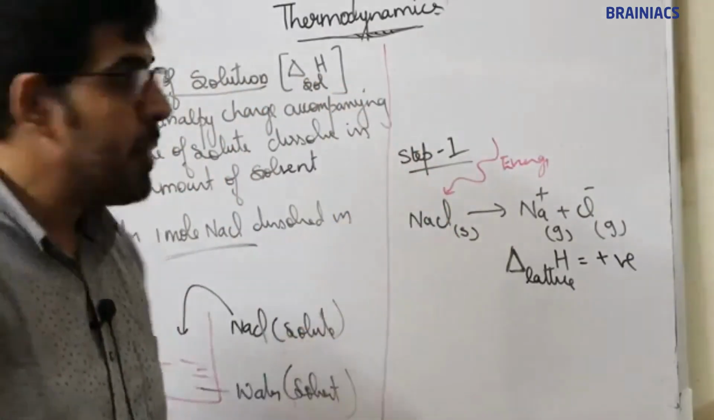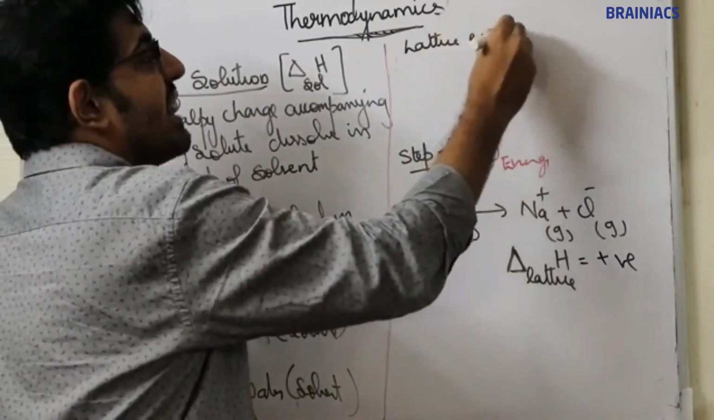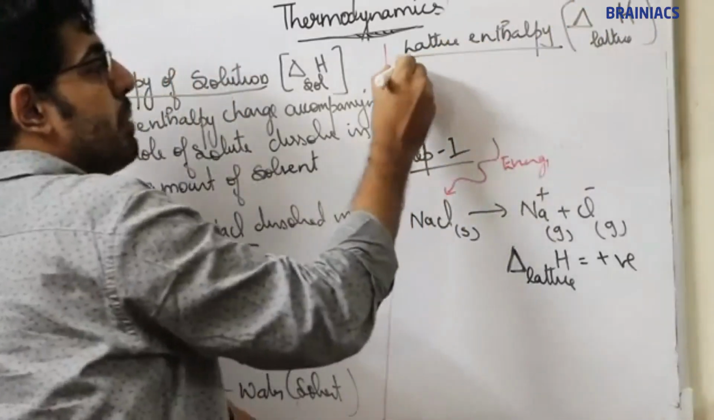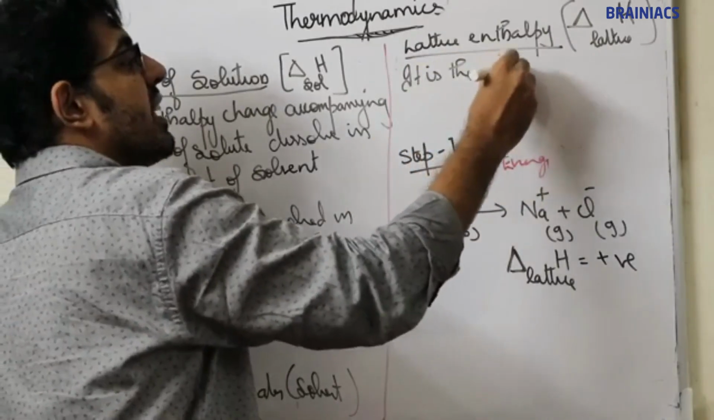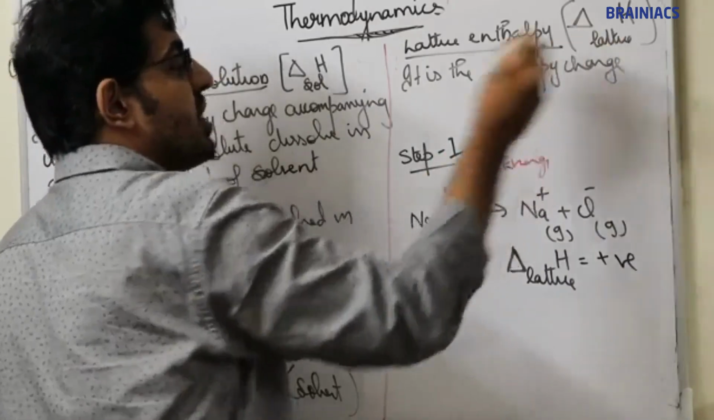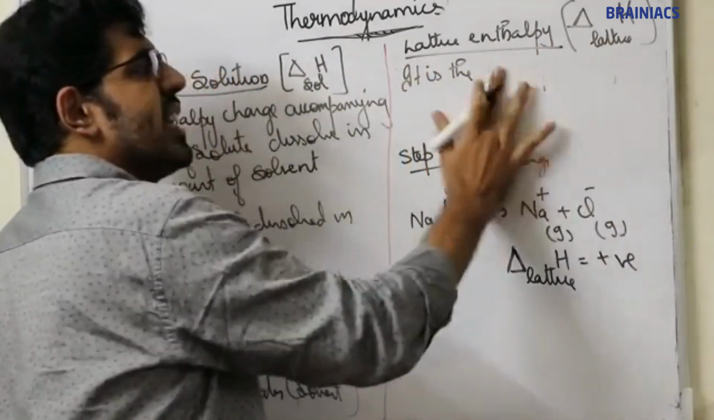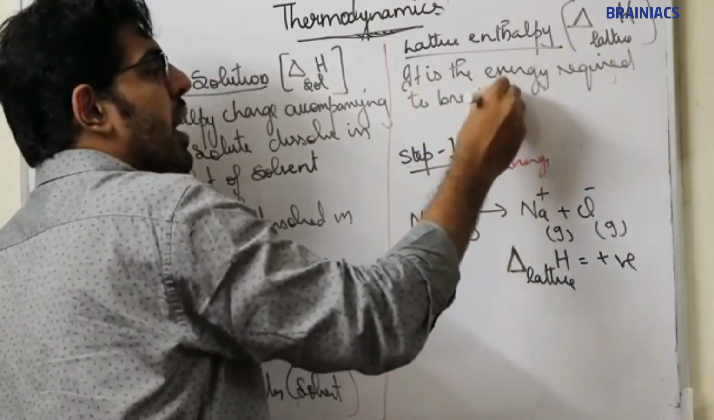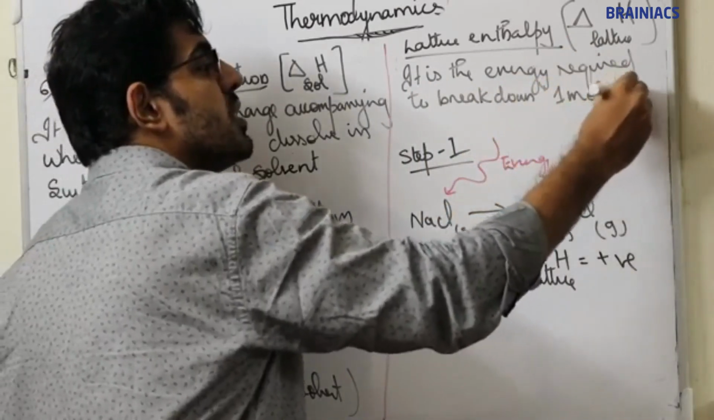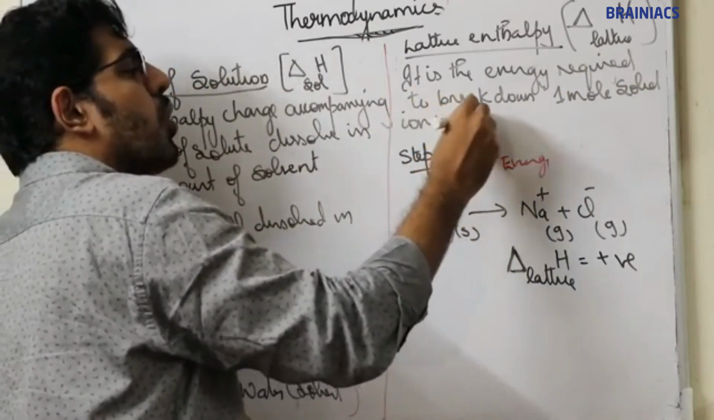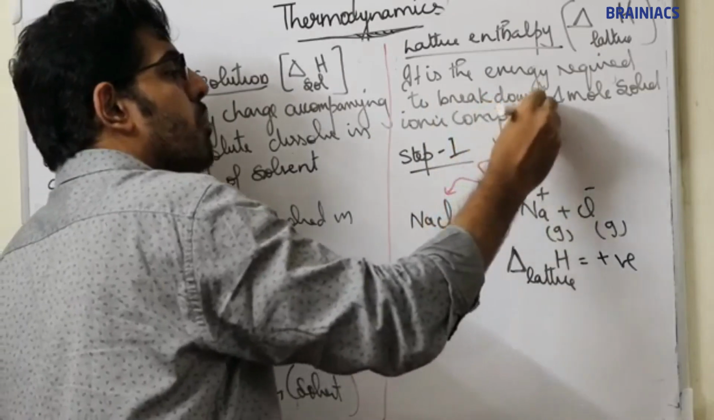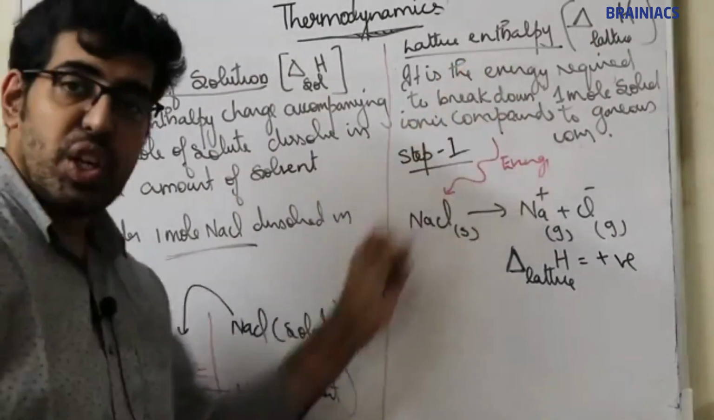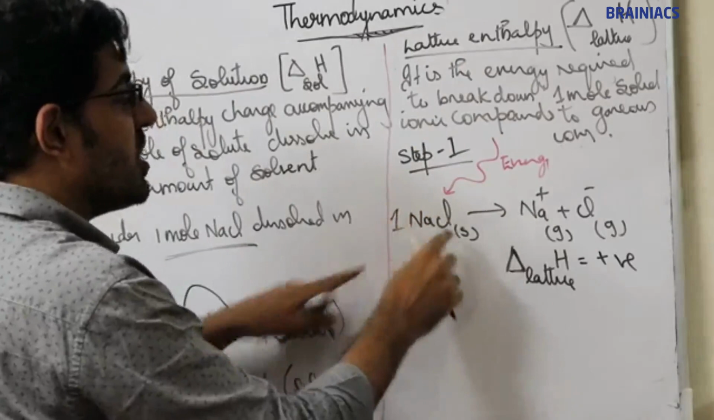What is lattice enthalpy? Lattice enthalpy, represented by delta H lattice, is the enthalpy change, or the energy required, to break down 1 mole of solid ionic compound to gaseous ions.